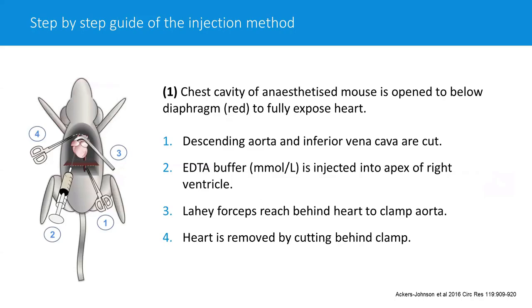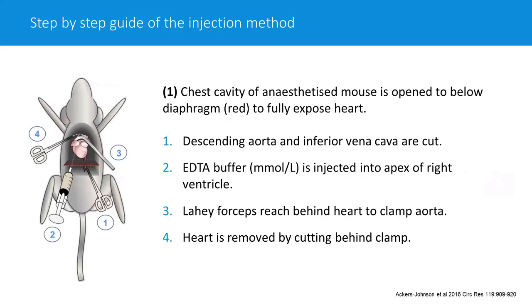So the mouse is anesthetized, and the chest cavity of the anesthetized mouse is opened to below the diaphragm, which we sort of demonstrate in red here, in order to fully expose the heart. And then the first thing that we do is we cut the descending aorta and inferior vena cava whilst the heart is still in the chest of the mouse. And then we come with a syringe into the right ventricle. We inject the EDTA-containing buffer into the apex of the right ventricle, and we just perfuse the EDTA buffer.